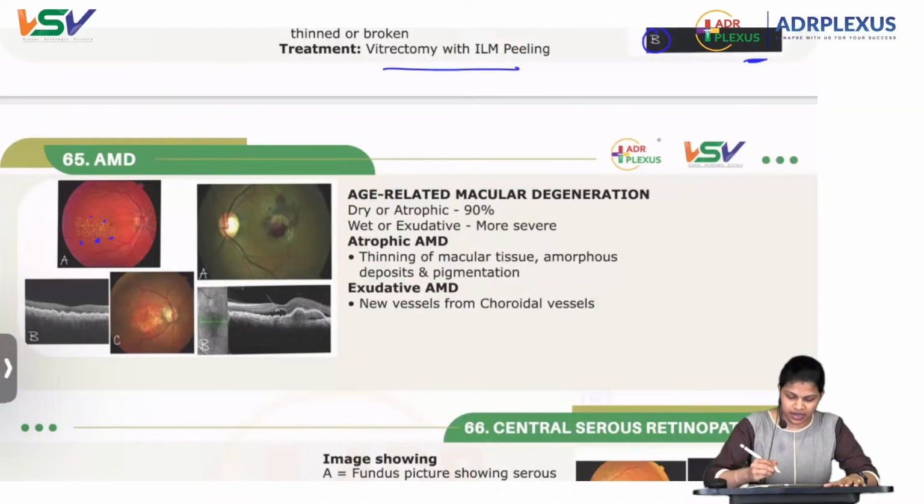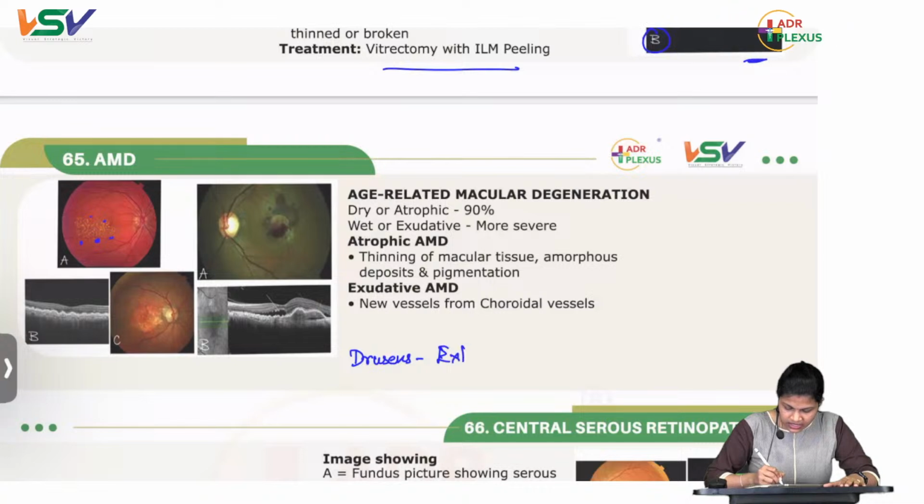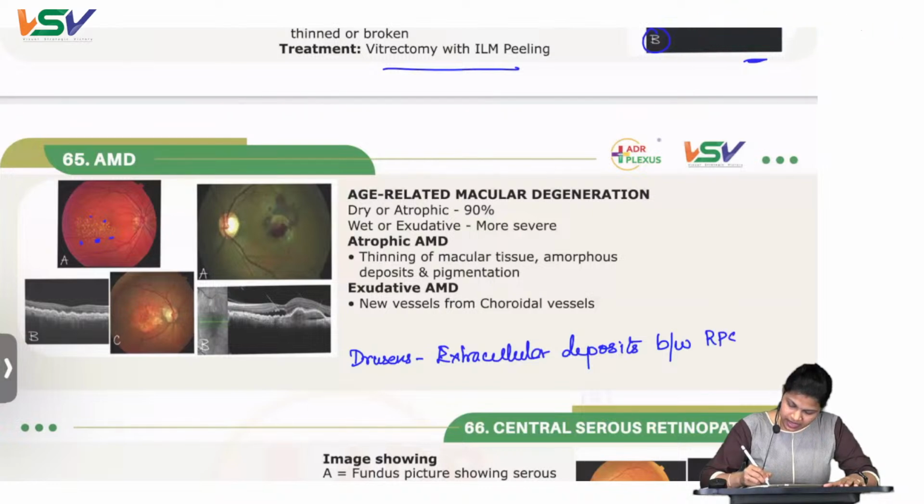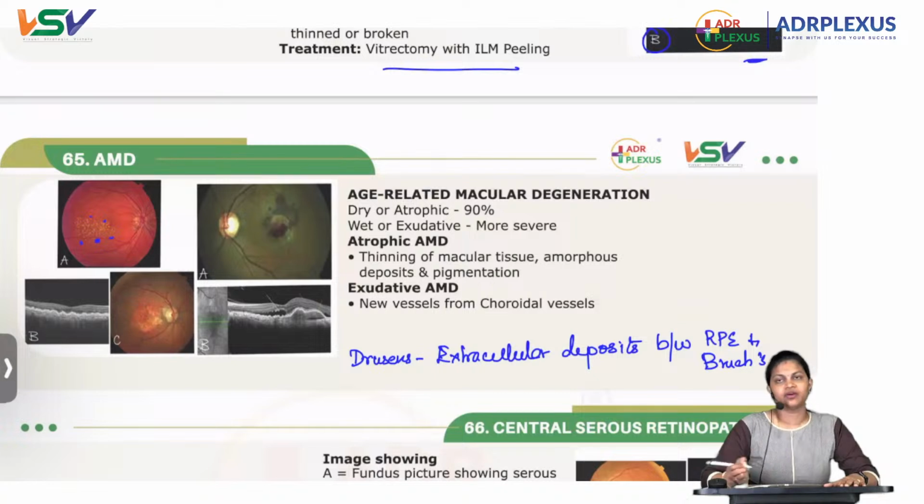In age-related macular degeneration, you have drusens, which are extracellular deposits between the retinal pigment epithelium and Bruch's membrane of the choroid. So between the retinal pigment epithelium and Bruch's, there will be extracellular deposits.